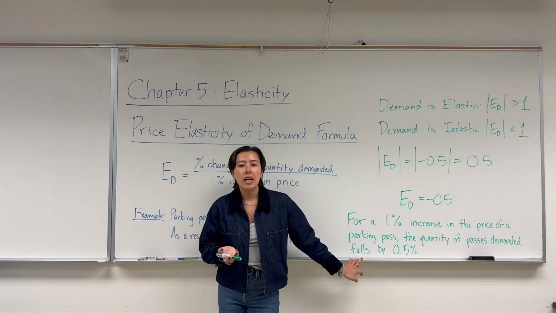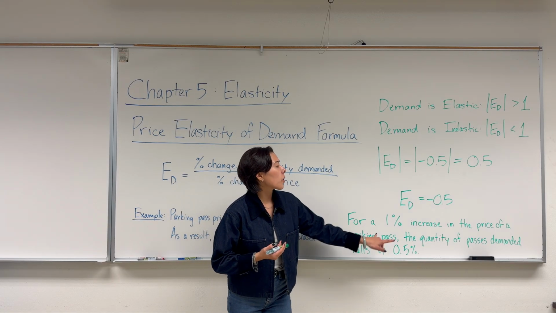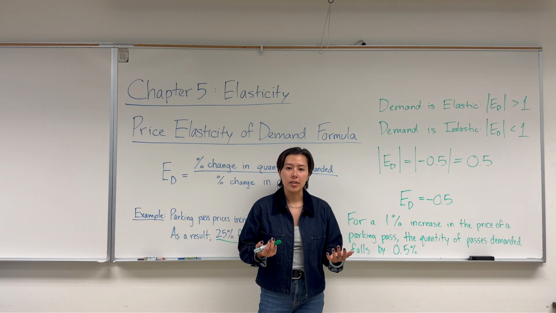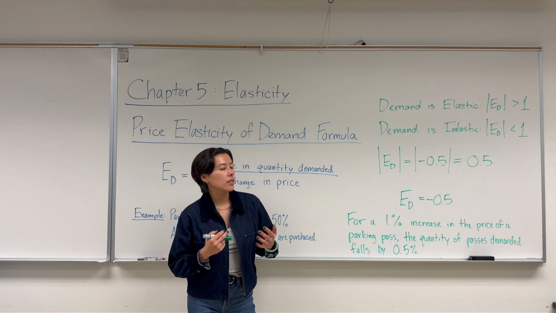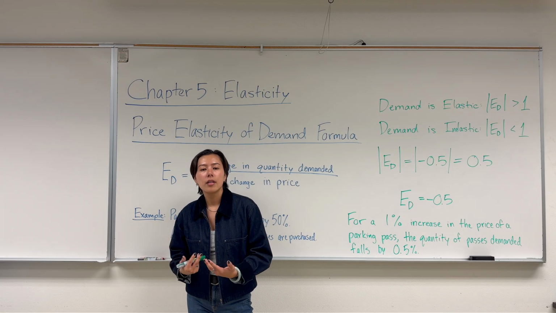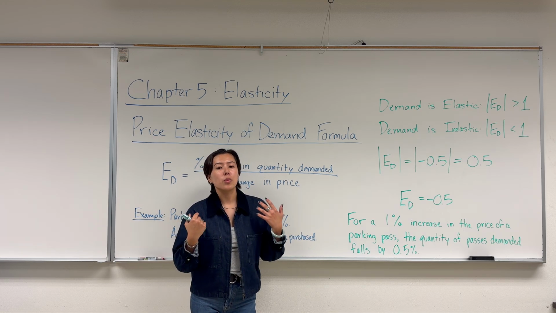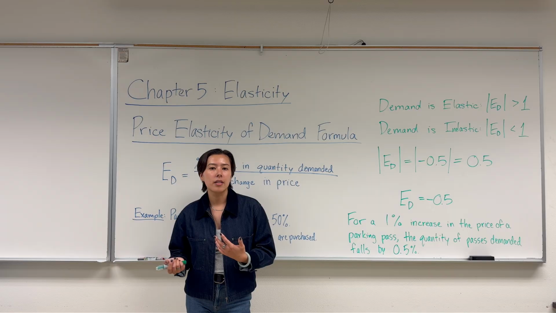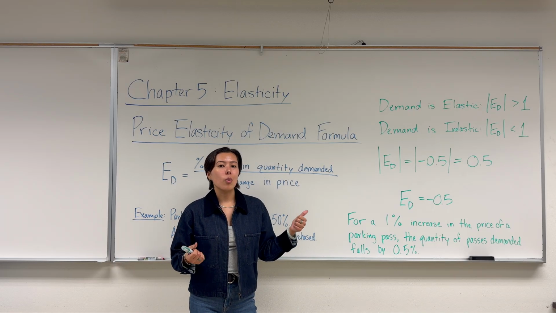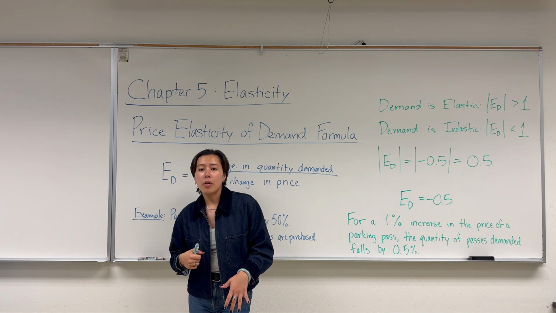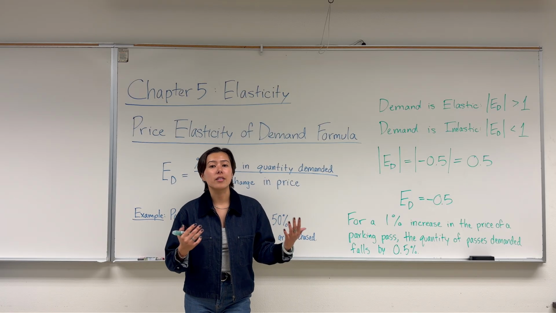A question that you might have at this point is, why is the price elasticity of demand negative? The reason for this has to go back to the law of demand. So remember that the law of demand says there's a negative relationship between price and quantity demanded. So when price goes up, quantity demanded goes down. When price goes down, quantity demanded goes up.